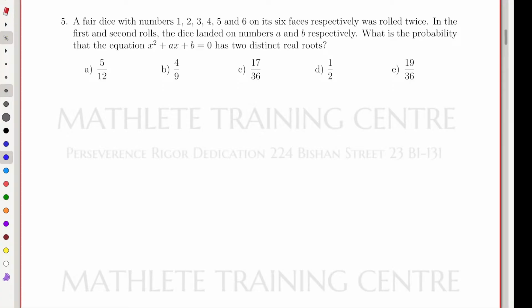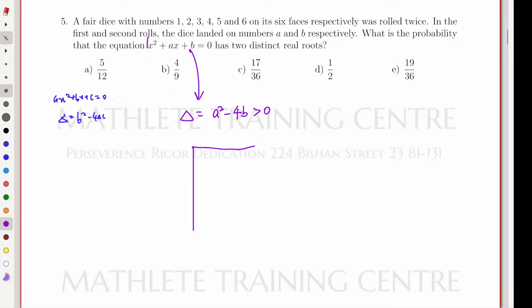For a quadratic equation, how to tell the number of real roots is to look at the discriminant. So for the quadratic ax squared plus bx plus c equals to 0, the discriminant is usually b squared minus 4ac. But for this, because they changed the values around, the discriminant for this question will actually be a squared minus 4 times 1 times b. And for there to be two distinct real roots, we need to make sure that this is bigger than 0. So the question becomes, how many cases are there in which a squared minus 4b is bigger than 0?